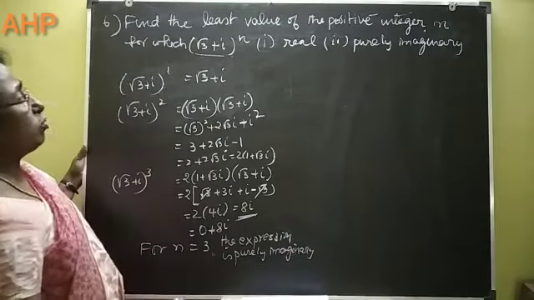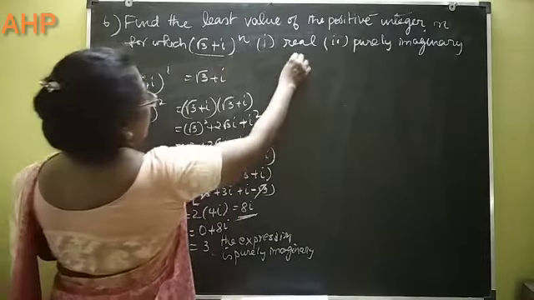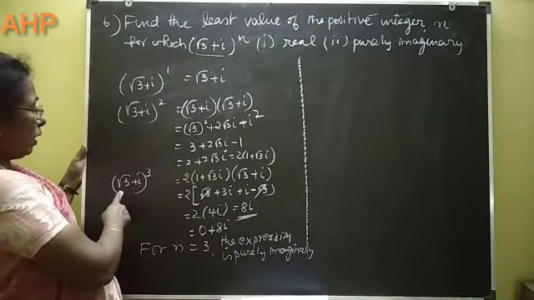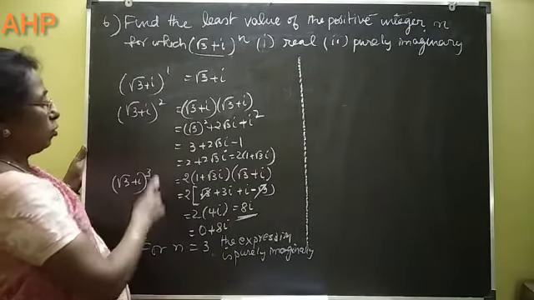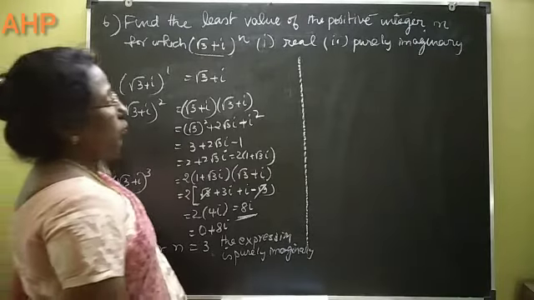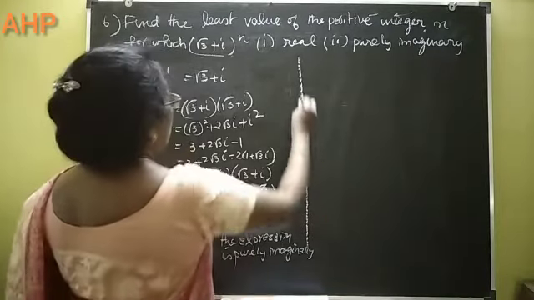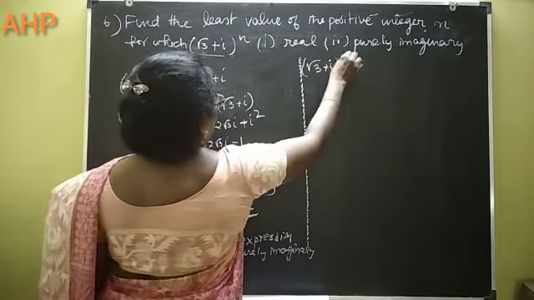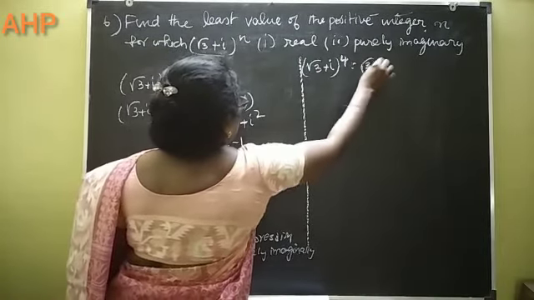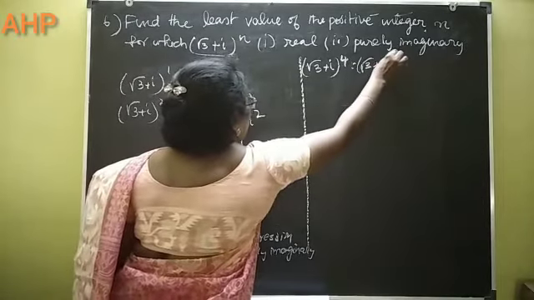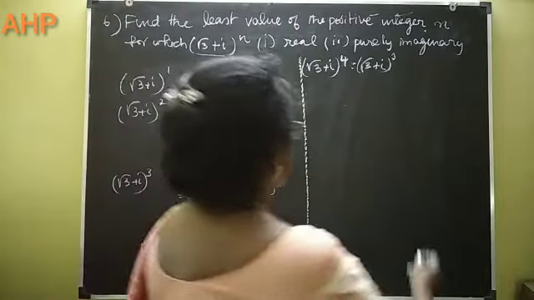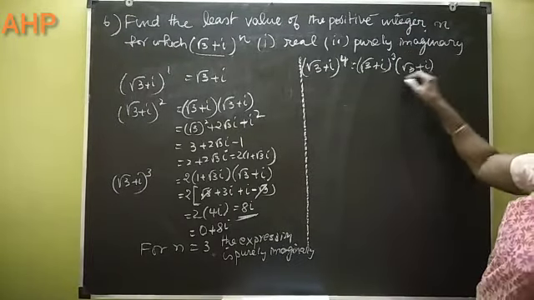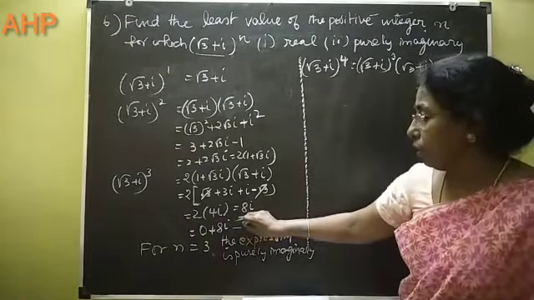Now we need to find out for what value of n the given expression is purely real. So now we have multiplied up to (root 3 plus i) the whole cube, 3 times. Now let's try to multiply (root 3 plus i) the whole power 4. So (root 3 plus i) to the power 4 is equal to (root 3 plus i) to the power 3 into (root 3 plus i). Now this expression we have got it here.